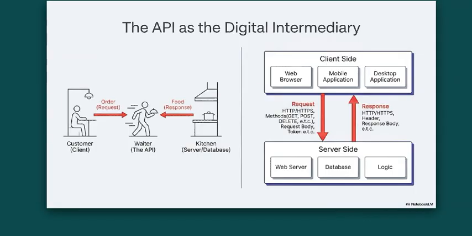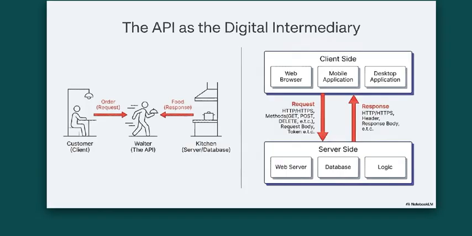Exactly. So once the API waiter verifies your token, it carries the request to the server side. And the server isn't just one magic box, right? No, not usually. It typically consists of a web server that listens for the network traffic, the actual database where information is permanently written to disk, and the application logic that connects the two.